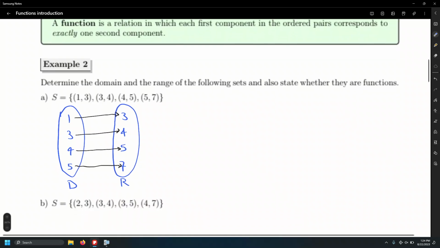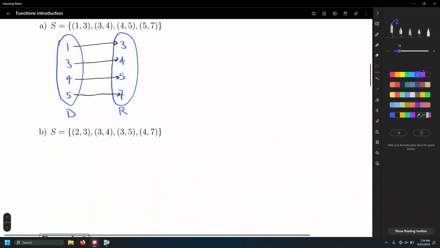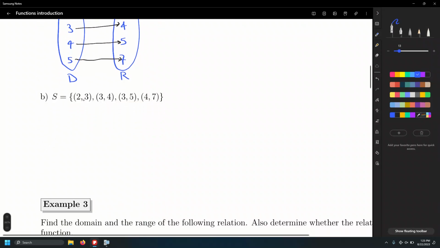Let's have a look at another example and see how the story can change. All right. So let's write the numbers 2, 3, 4. Oh, we see a repeat here, right? So 2, 3. I'm not going to write the 3 twice. You'll see what I'm going to do here. And then the range: 3, 4, 5, 7.